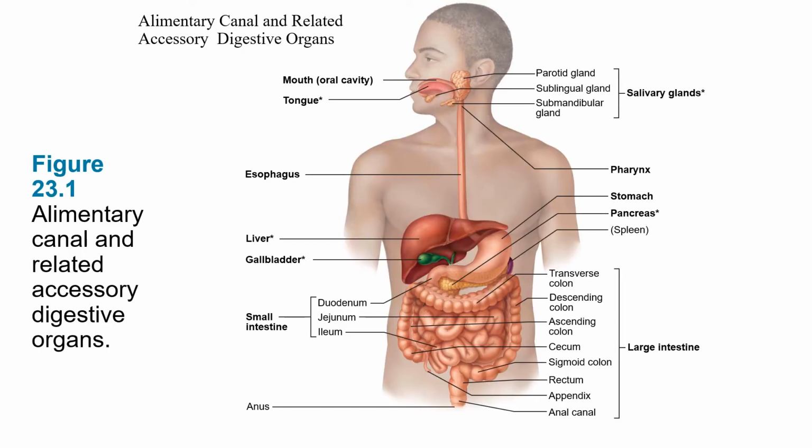So let's look at this picture. What we see here is that basically your GI system is one giant tube that starts in the mouth and ends at the anus.